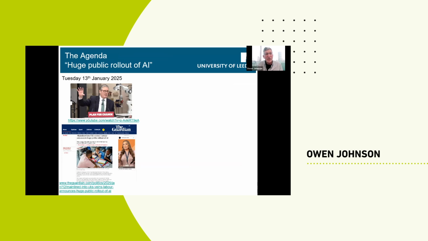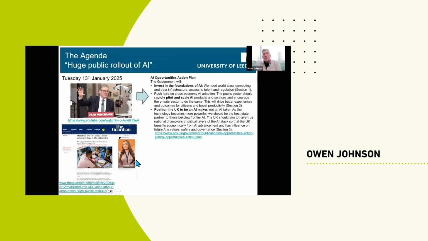On 13th of January, he talks about the government plan for AI. It's called the AI Opportunities Action Plan. Launch there, you can watch the YouTube video. The quote that I think resonated most interestingly is this one, in this Guardian article here.